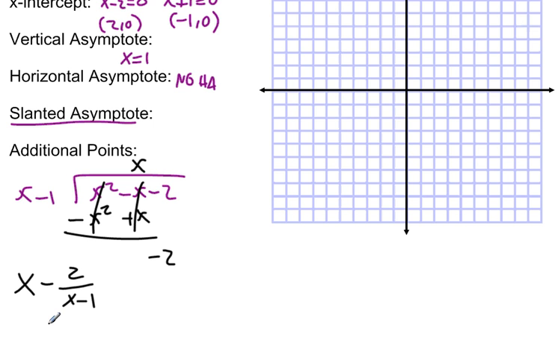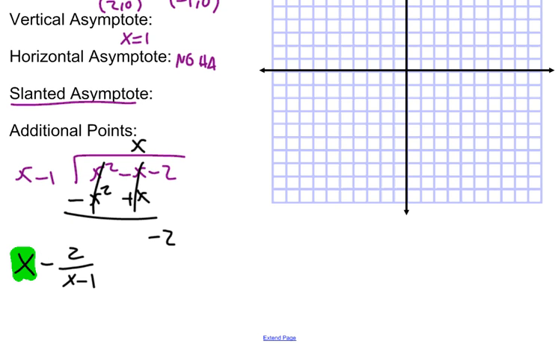So if you're asking, okay, that's nice, we learned how to do that already, but where does the slanted asymptote come in? Okay, the slanted asymptote is only your quotient. That's all we care about. We actually just ignore this 2 over x minus 1. We only look at the quotient. And so our slanted asymptote is going to be y equals x then.